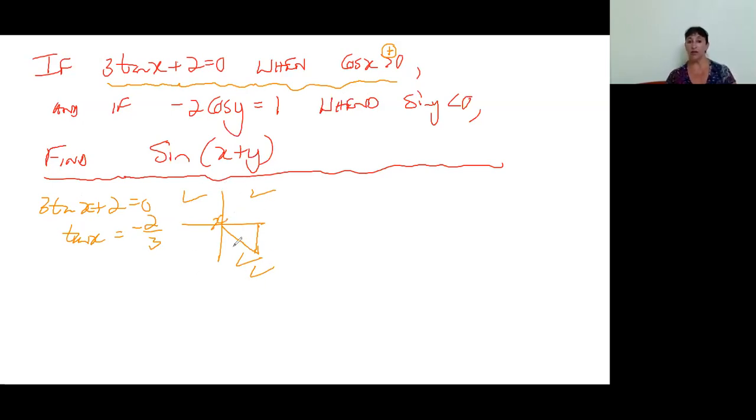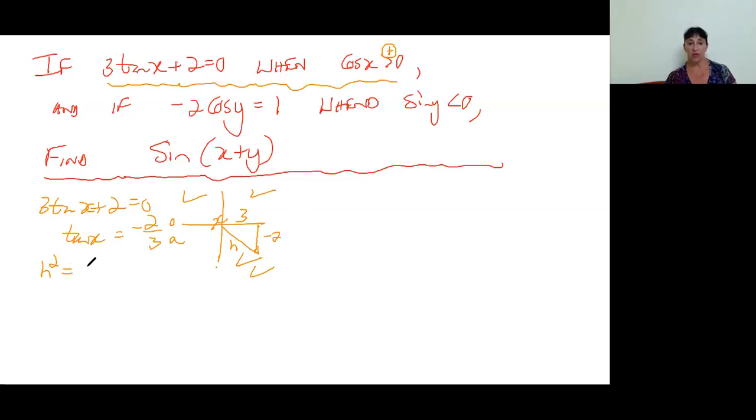This is the triangle for the angle x. That is x, right? I obviously need to fill in my sides, opposite over adjacent. So tan is opposite, which would be negative 2 because it's parallel to the negative y-axis, and then over adjacent, which is positive 3, positive x-axis. I then need to find my h.